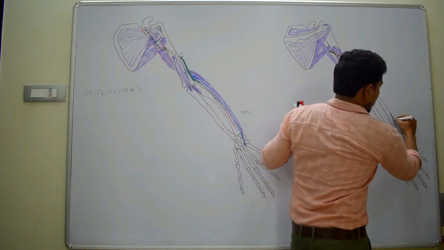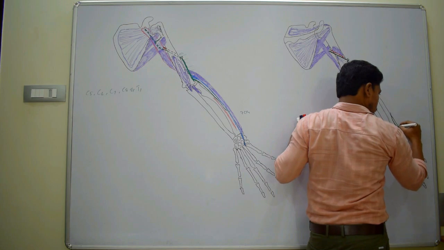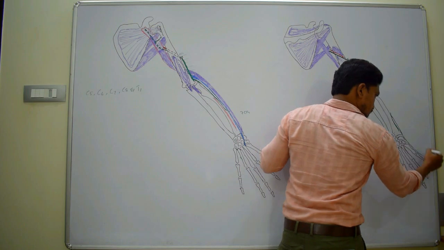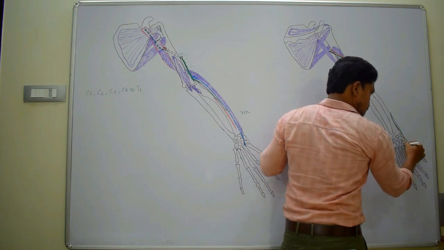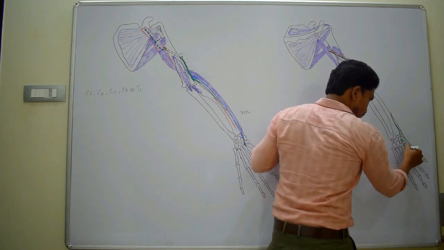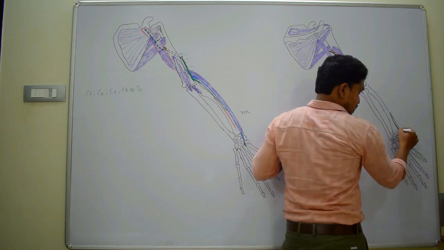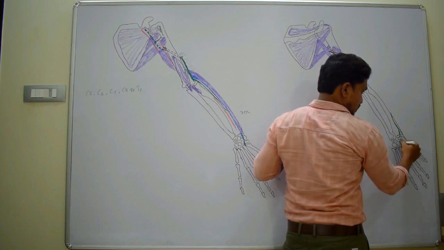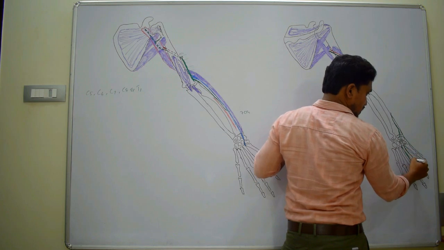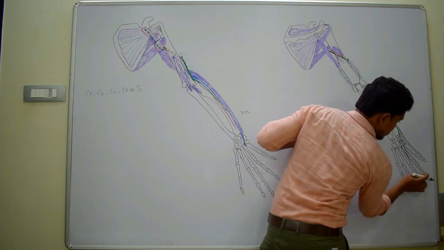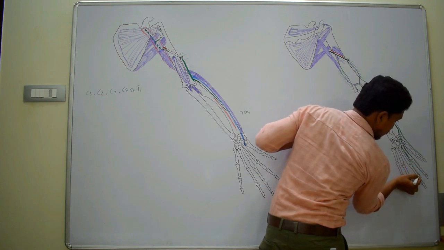So it will reach the anatomical snuff box, and it will divide into digital branches, and it supplies the lateral side of the thumb and the medial side of the thumb by proper digital branches, and one more proper digital branch to the radial side of the index finger. Then one common digital branch. This common digital branch will reach the interdigital cleft, and it divides into two proper digital branches. They supply the adjacent sides of the index finger and middle finger.